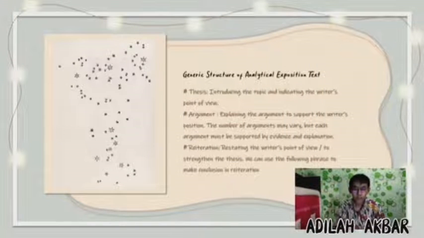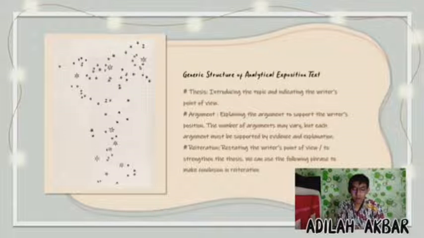Generic structure of analytical exposition text. Thesis: introducing the topic and indicating the right point of view. Argument: explaining the argument to support the writer's position.